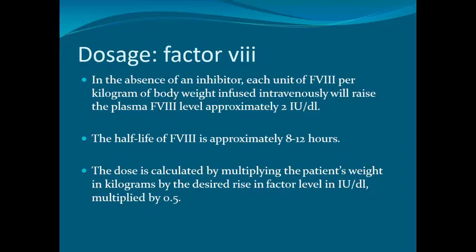What is the dosage? In the absence of an inhibitor, each unit of factor 8 per kilogram of body weight infused intravenously will raise the plasma factor 8 level by approximately 2 units per deciliter. The half-life of factor 8 is approximately 8 to 12 hours. The dose is calculated by multiplying the patient's weight in kilograms by the desired rise in the factor level in international units per deciliter, multiplied by 0.5. This is the coefficient that is required for factor 8.